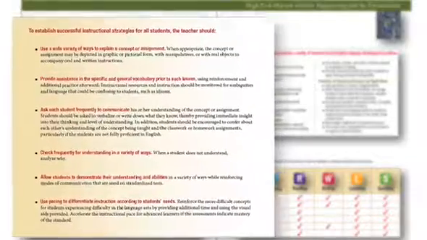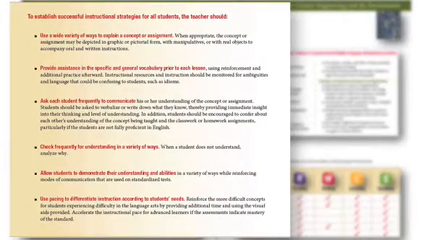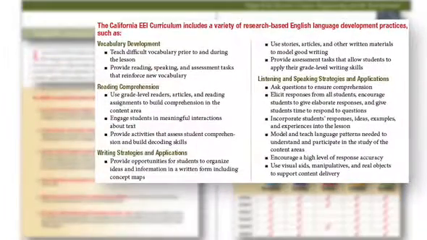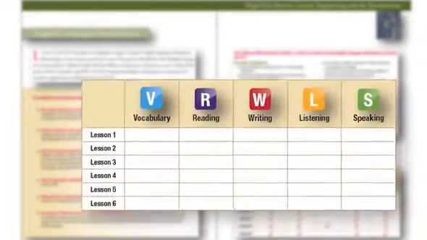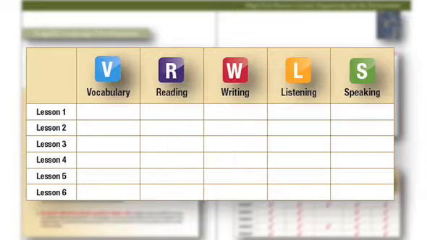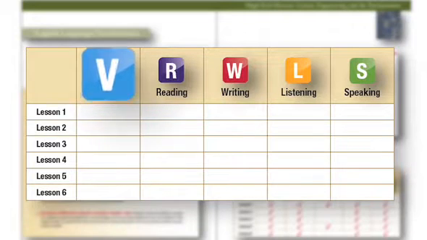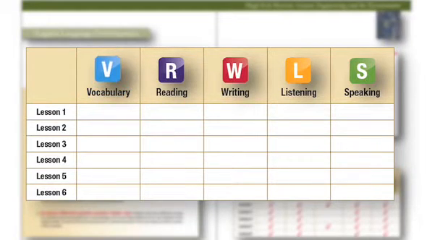This page highlights general instructional practices from the California Reading Language Arts Framework and specific research-based strategies that have been built into the EEI curriculum. At the bottom of the page, you'll see a table identifying language arts skills used in each lesson of the unit. For example, if students work on vocabulary during Lesson 2, the box labeled V will be checked. Refer to this chart before planning your instruction to get a general sense of the language skills your students will be practicing throughout the unit.